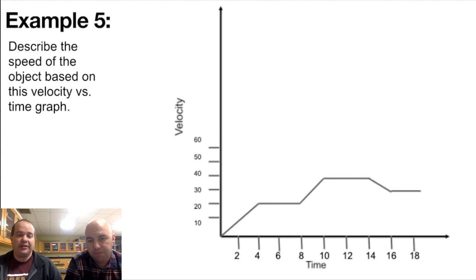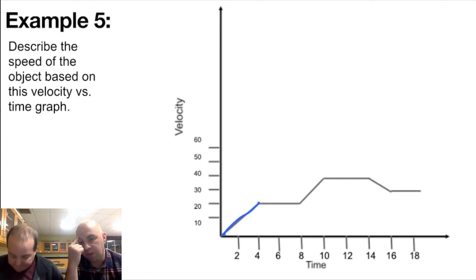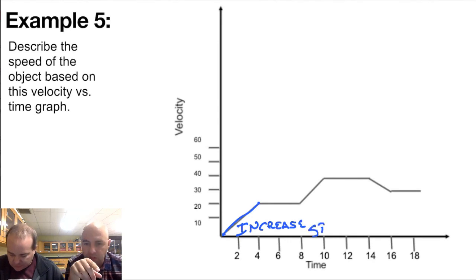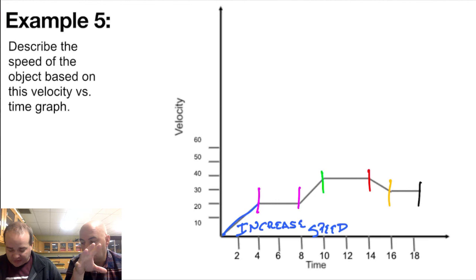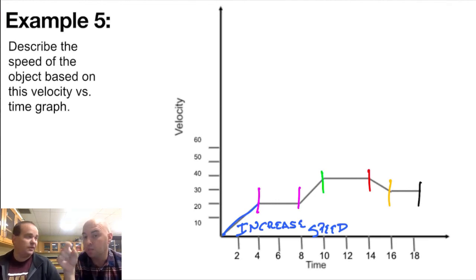All right, so now what we're going to do is take a look at this and describe what's going on. Whenever I have these, one of the things I like to do is break it up into chunks. So we've got a chunk from 0 to 4 meters per second, from 4 to 8, from 8 to 10, 10 to 14 seconds, 14 to 16 seconds, and then 16 to 18 seconds. There's a lot going on, but if we take it by chunks, it makes life a little bit easier for us.